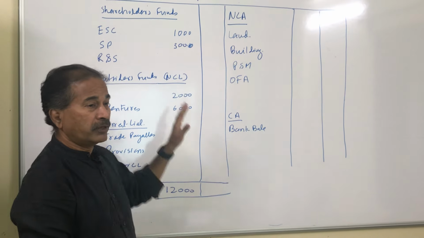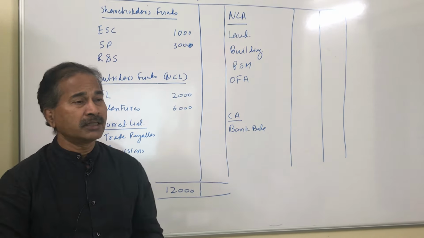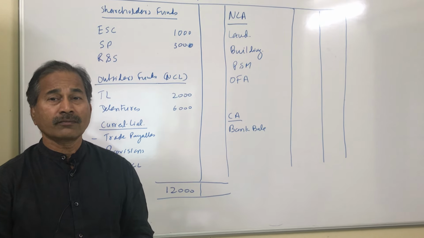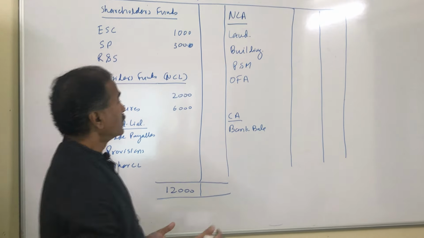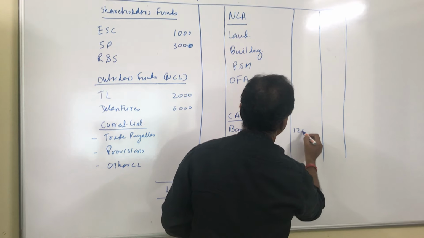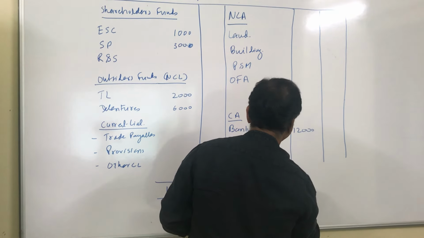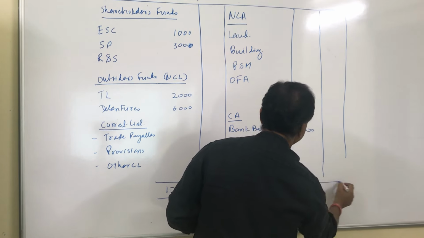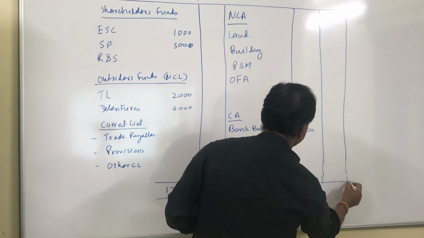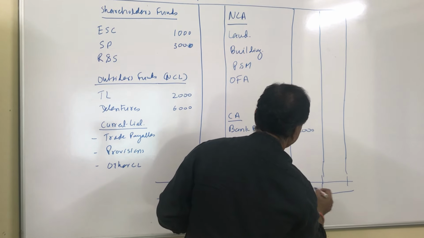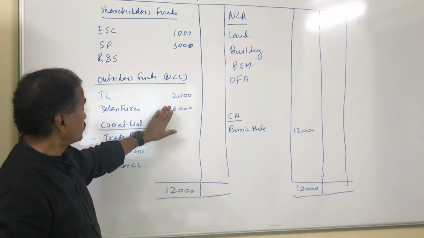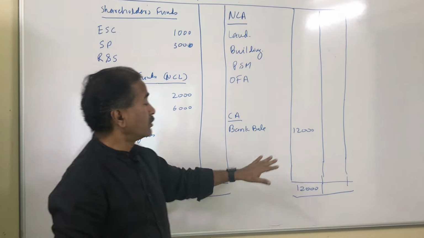जब आपने ये फंड रेज किए तो आपका बैंक बैलेंस कितना हो गया? 12,000 हो गया, right? So this is 12,000 here, and you can see that the balance sheet is matching. How is the balance sheet matching? Because this figure is also 12,000, isn't it? So 12,000 here and 12,000 there.